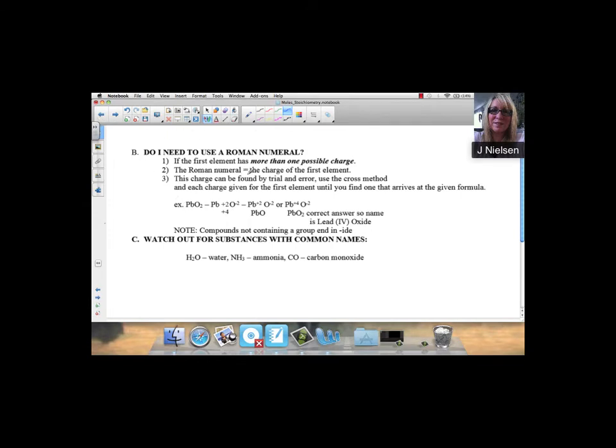When do I need to use a Roman numeral? You need to use a Roman numeral if the first element has more than one possible charge. So these are usually your transition elements. Remember that your transition elements also form colored solutions. They like to ask that, which one of the following forms a colored solution? And they are usually found in groups 3 through 12. So you have to have more than one possible charge.